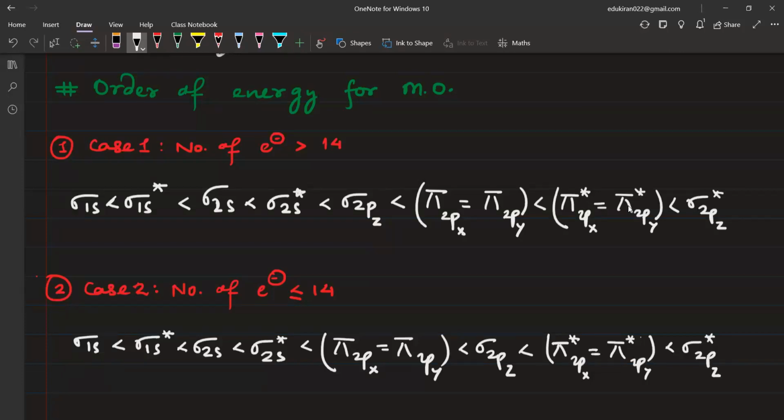Please remember. What is greater than 14? You see, till here everything is same, yes or no? Can you see that? Till sigma star 2s, everything is same. Correct, Sara and Siddhika? Yes, sir. Okay. Now, what comes after 14? What comes after 15?